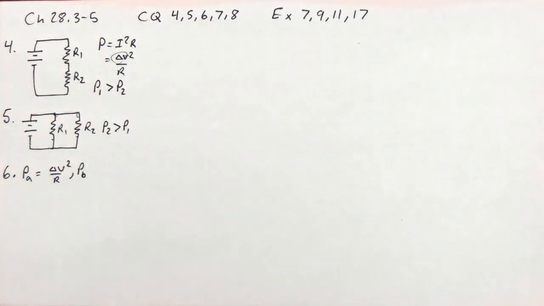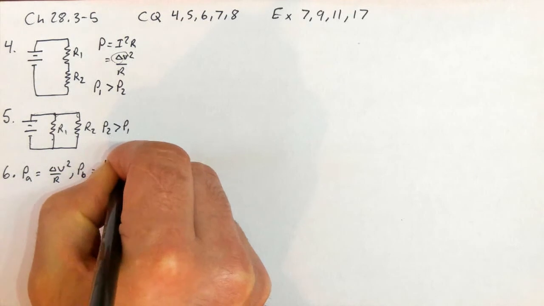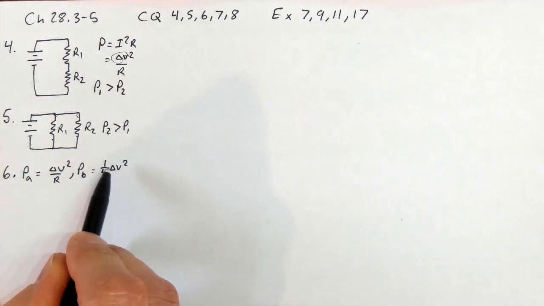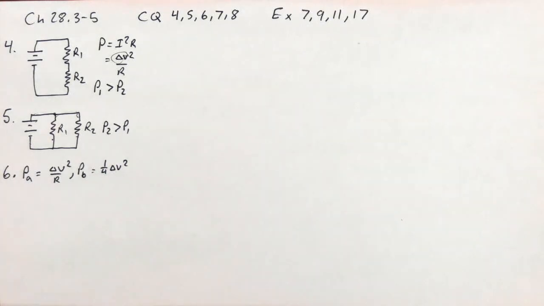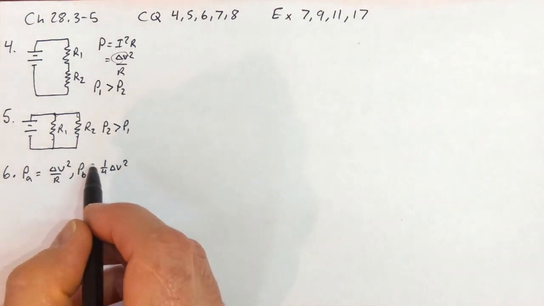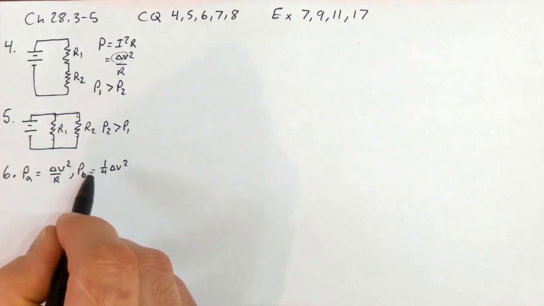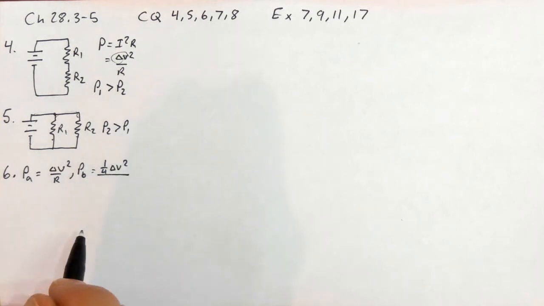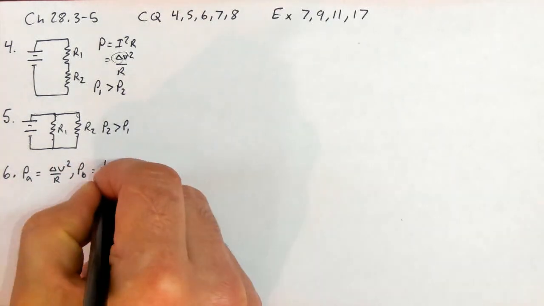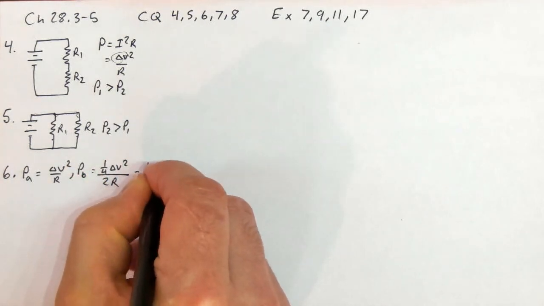So for PB, it halves the potential, which is squared, so that means there's a quarter drop. Okay, so the square of 1/2 delta V is the same thing as 1/4 times delta V squared. All right, and now the resistance doubles. So when I combine those, I end up with 1/8 PA.